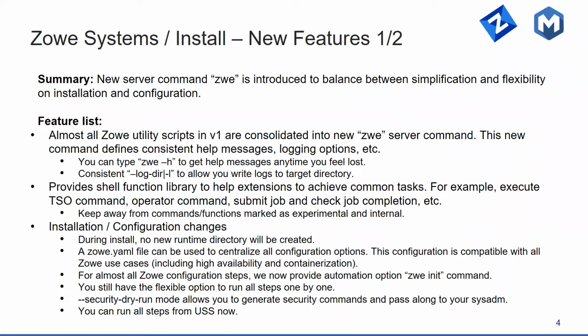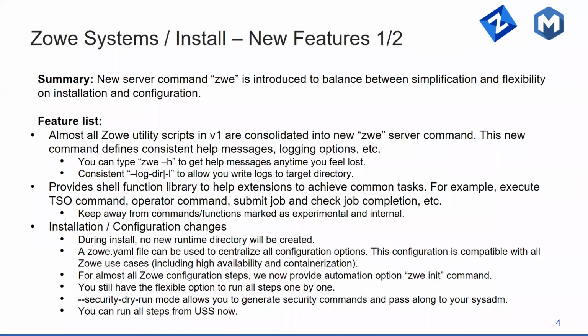So let's go back to the first important feature. This is a new feature we introduced in version 2: a new server command, we call it zwe. We try to balance simplification and flexibility on install and configuration. If you add zwe to your path, you can always access it from anywhere. And all the utility tools and commands, how you install, configure, install components, etc., all come from this command. And there's a consistent -h option.